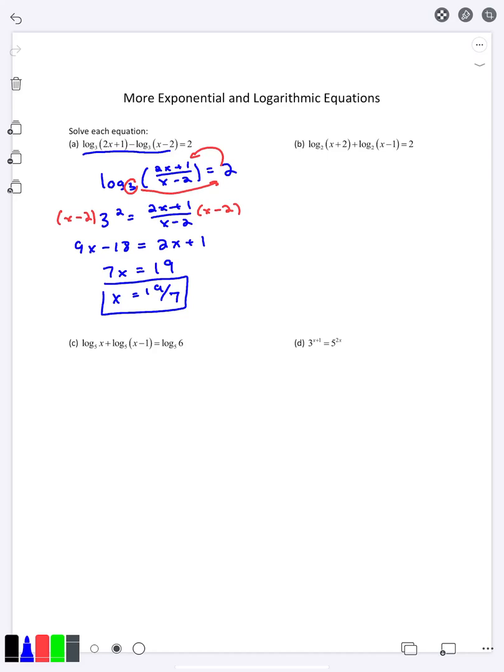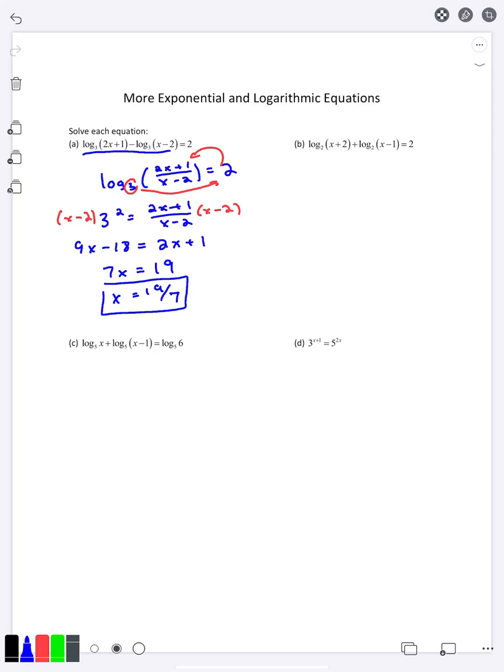I want to remind you that you should double check by plugging this in. Make sure that it's not going to make anything inside the logarithm negative, otherwise it would not be a valid answer. But for these ones, a lot of times you will have at least one answer that works.